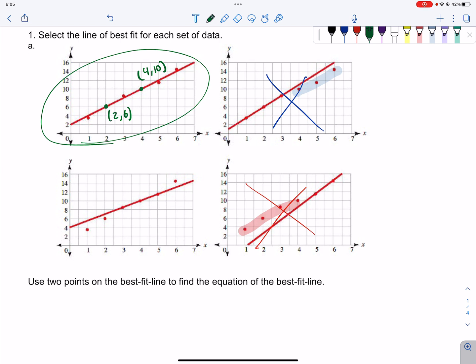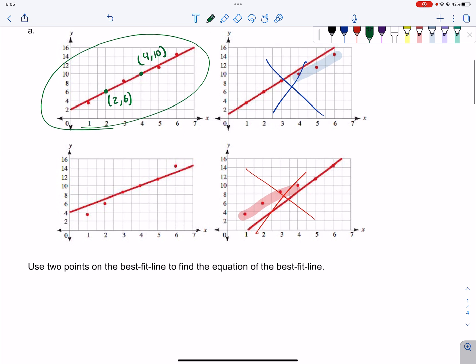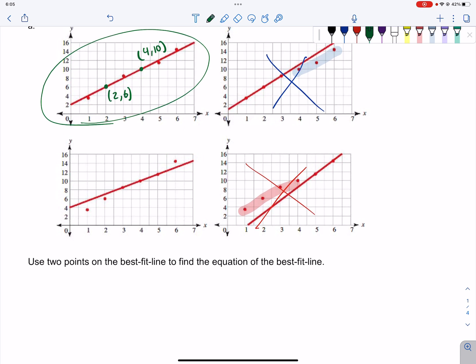So now I want to find the equation of the line that goes through these 2 points. Well, the first thing that we're going to need to do is calculate our slope. So we have that our slope m is going to be equal to (10 − 6) over (4 − 2). And that then gives us 4 over 2, which is equal to 2.